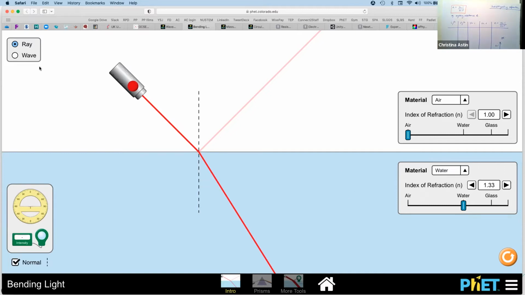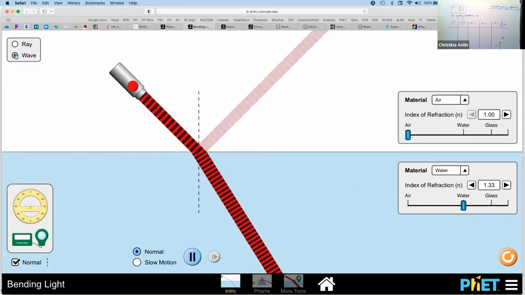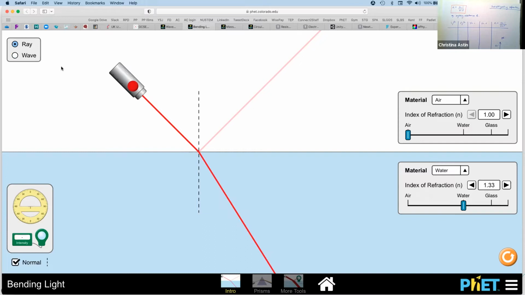Okay, one thing I like about this simulation is that we can see how the waveform would look. Obviously, this is a bit fake, but just to remind students that the wave is slowing down when it goes into the more dense medium, and that's why the wavefronts here are getting closer together. But we'll stick with the ray view here.